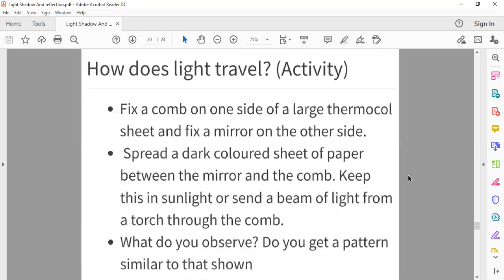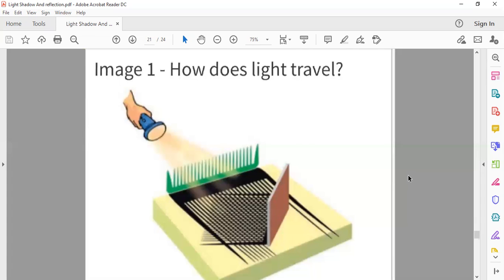And children, before starting with the concept of reflection, I would like to tell you the main property of light. This is a very interesting property of light, how it travels. So this is an activity. You can do this activity at your home and you can make the model of it also. In this activity, light travels in a straight line. This activity is given in your book also, and this is a simple activity that you can do on your own. This is the image. I can tell you how light travels.